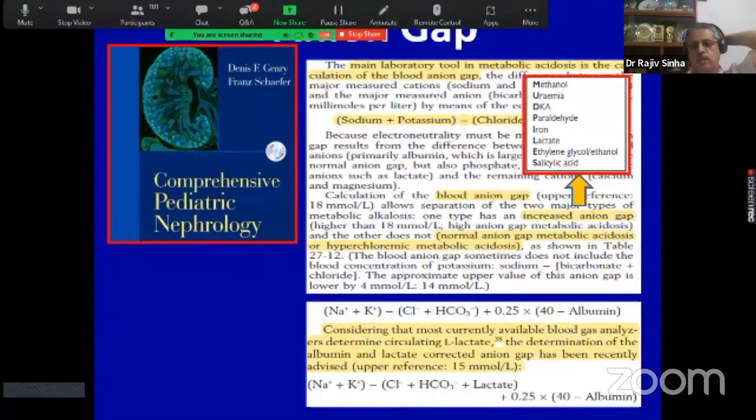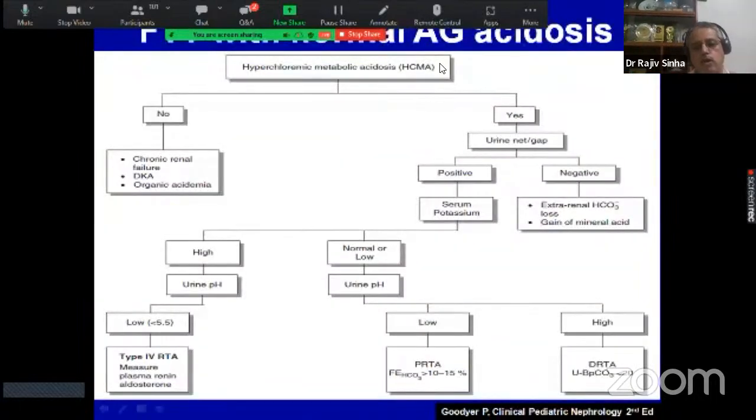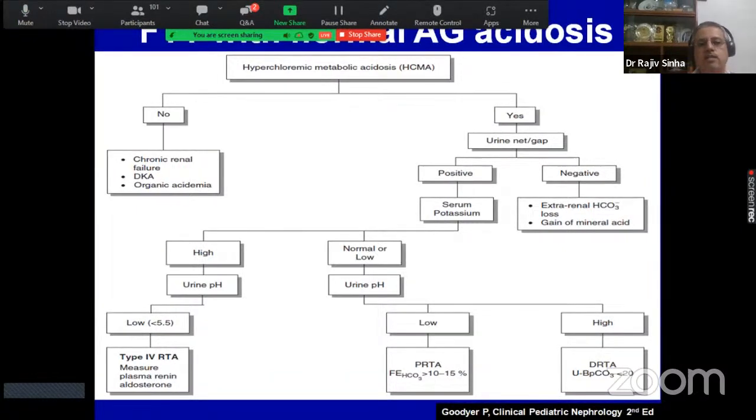And then we have the normal anion gap metabolic acidosis, or the hyperchloremic metabolic acidosis, which is the one we will be discussing more today. So, as I said before, I do like simple things, so a very simplistic approach to normal anion gap metabolic acidosis, also called the hyperchloremic metabolic acidosis. The first thing to be done, I hope you can see my arrow pointer, is to look at the urine net gap.